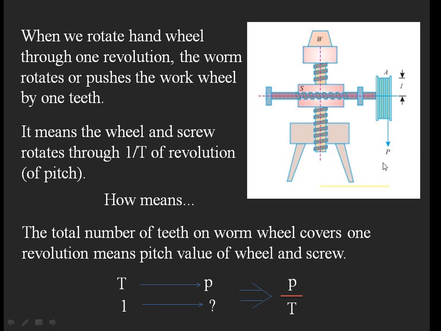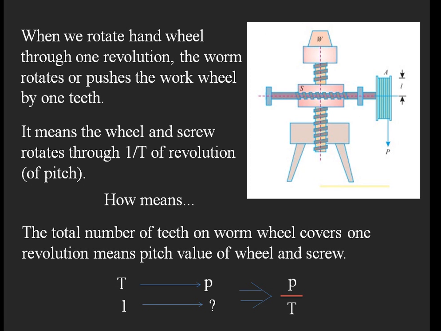After a number of revolutions, the wheel will be completing one rotation. That means after covering all the teeth, it will move in the upward or downward direction equal to the pitch value. But here, during one revolution of this wheel, it is pushing only one tooth. So 1 by T of the pitch of the nut is the displacement of the load that will take place here.